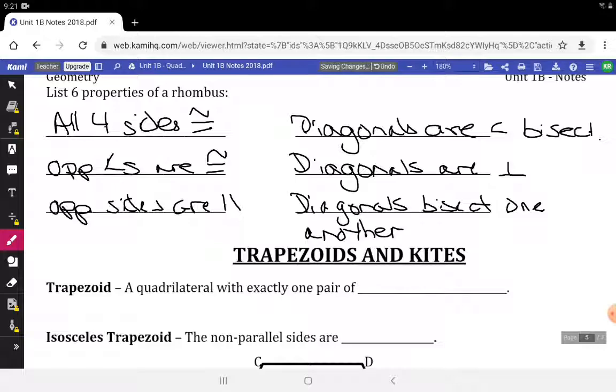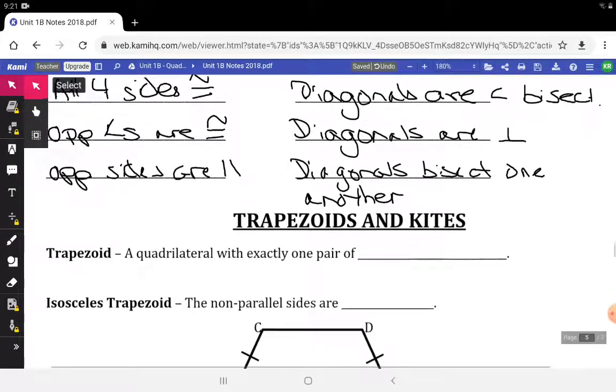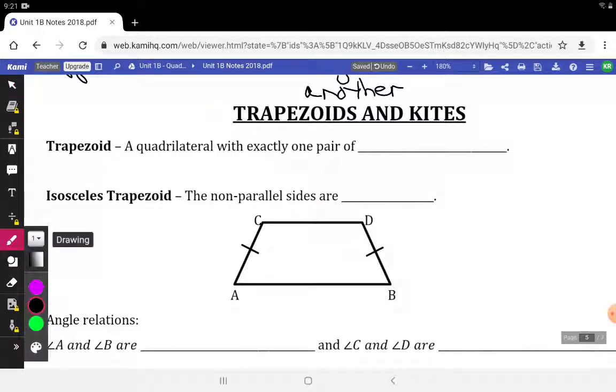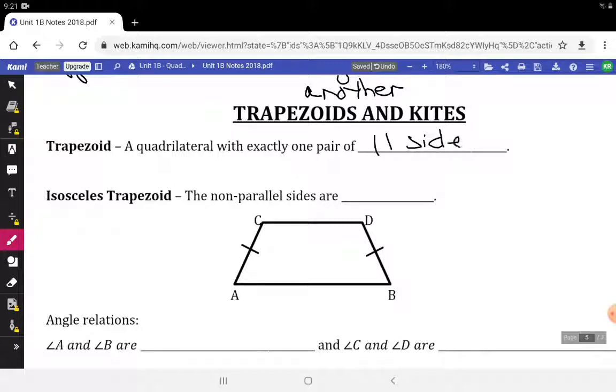All right, last up are trapezoids and kites, and these guys don't have as many properties because they're not parallelograms. So remember that a trapezoid is a quadrilateral with exactly one pair of parallel sides. And in isosceles trapezoids, the non-parallel sides are congruent. So we'll put our parallel markings on, and then we have a pretty little isosceles trapezoid.